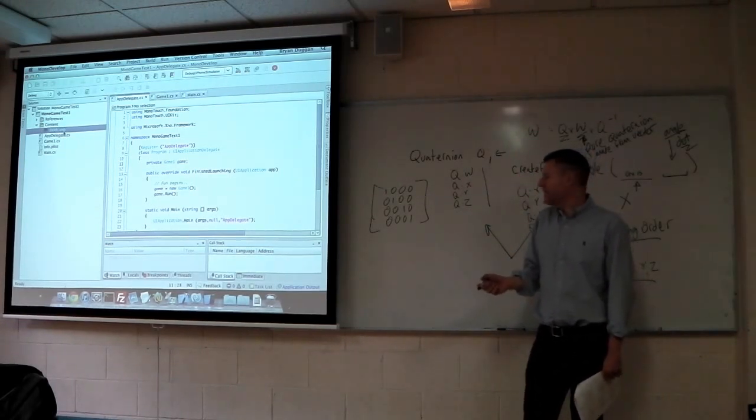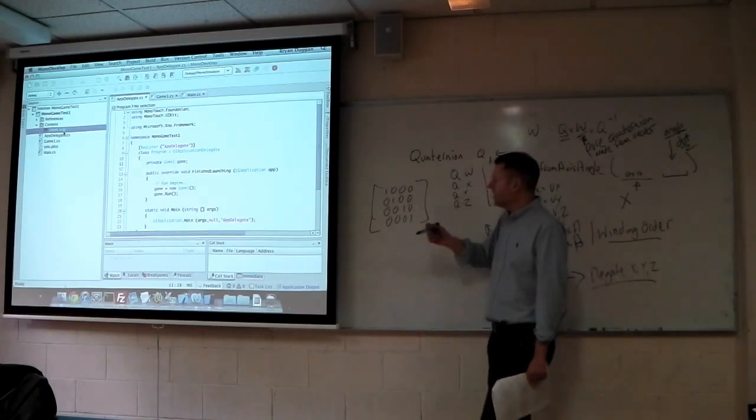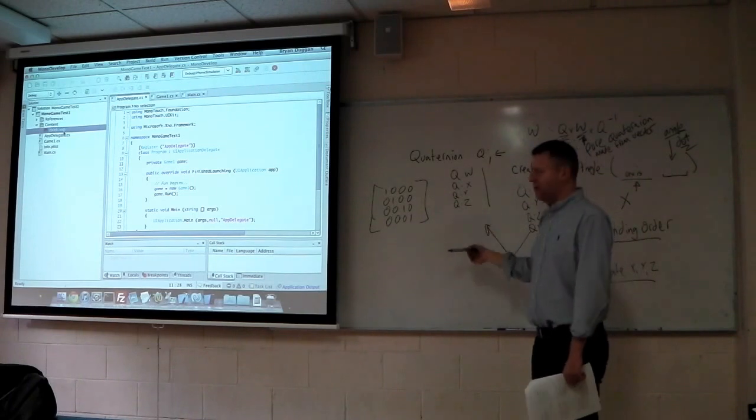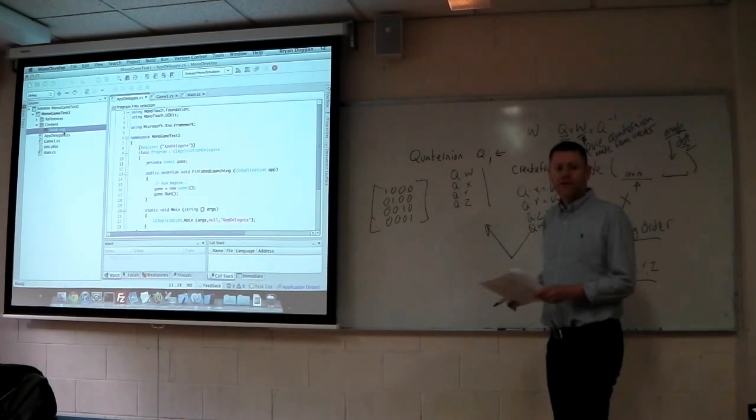That's called the identity matrix. It's just the one with the diagonals. And you can try this out yourself. You can multiply a row matrix by that, and you'll end up with the same row matrix at the other side. There is an equivalent in the quaternion.